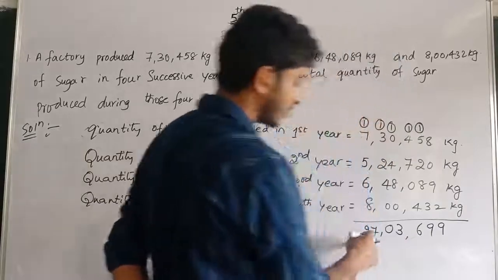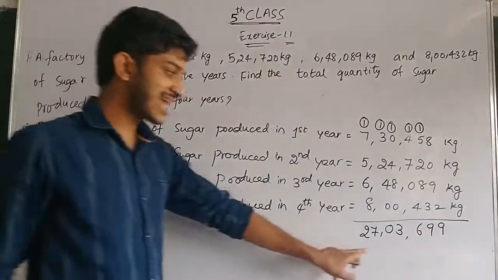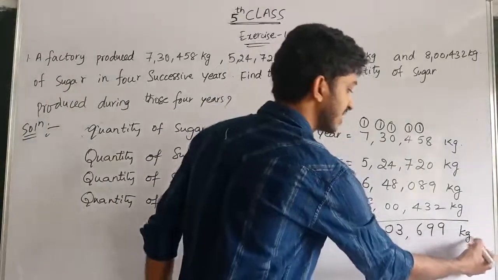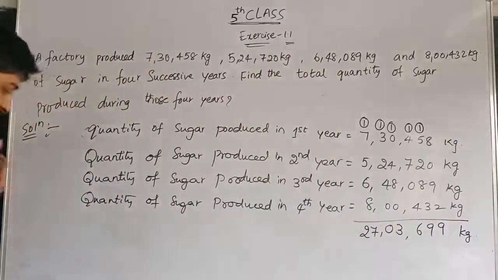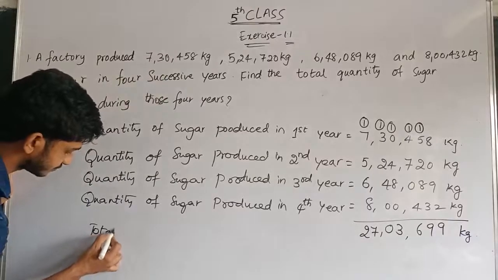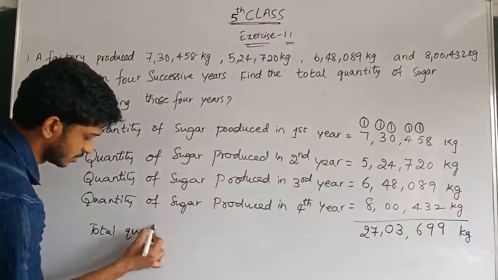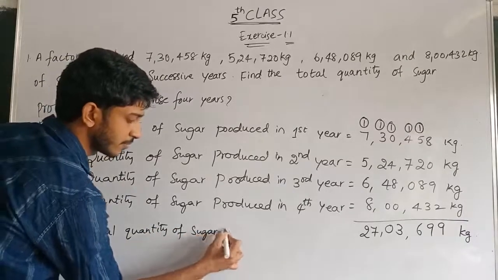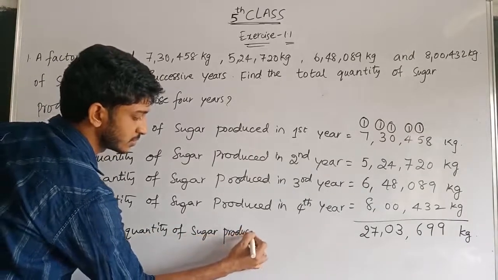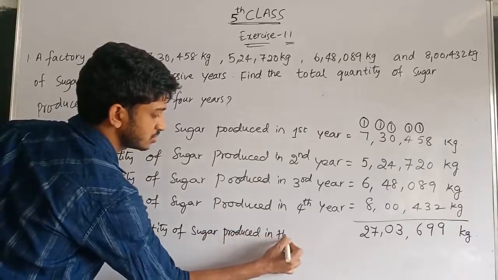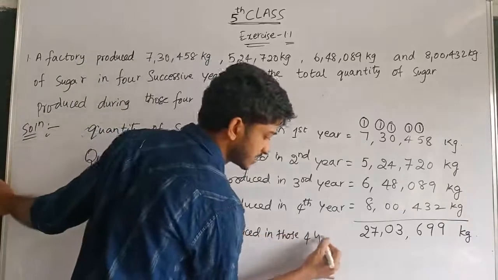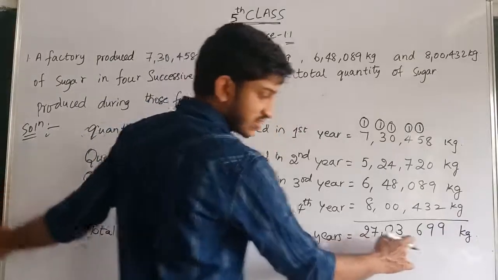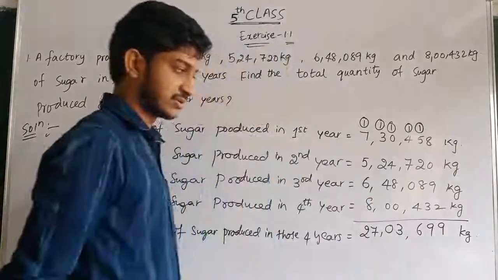So what is the total amount of sugar? 27,03,699 kgs. So the total quantity of sugar produced in those 4 years is 27 lakhs 3,699 kgs of sugar. Okay children.